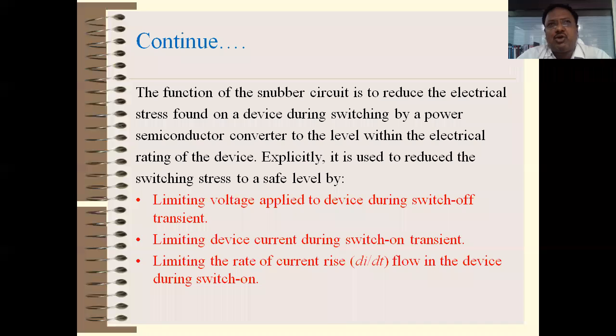The snubber circuit normally consists of only two components. One is a resistor and another is a capacitor, right? So with the help of the resistor and capacitor, we can decrease the stress on the power devices. So see, it is used to reduce the switching stress to a safe level, by limiting the voltage applied to the device during switch off transients.